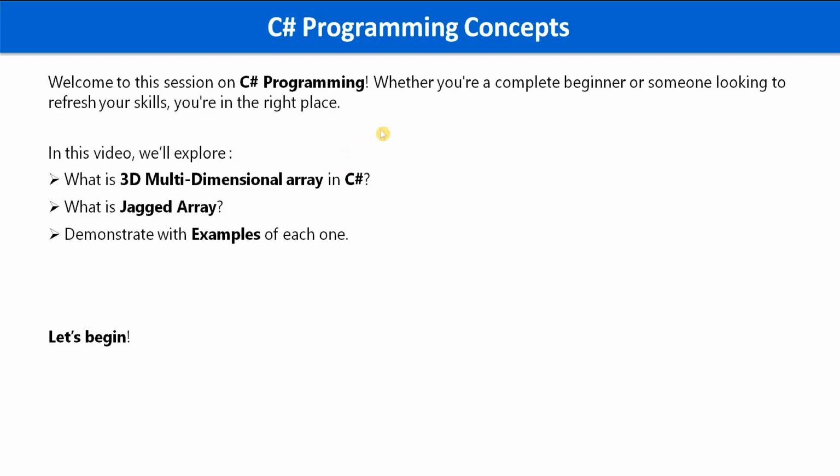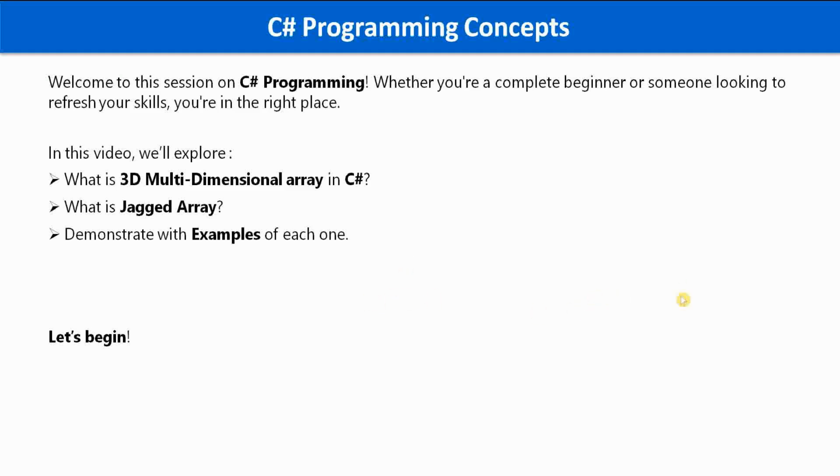Hello friends, today we will discuss some important points of C# programming concepts. Here are the topics. First one is what is a three-dimensional, multi-dimensional array, meaning 3D array in C#, and what is a jagged array, along with examples. We will see all these topics one by one with examples.